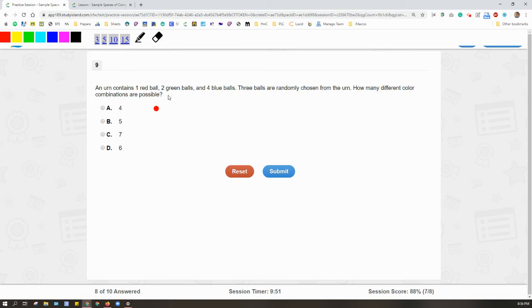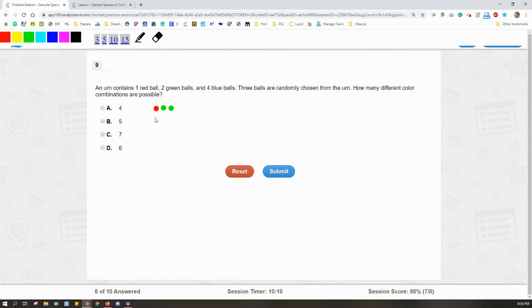If I pull out one red ball, what else could I pull out? Could I pull out another red one? No, there's only one red ball in the whole bucket, or whatever we've got here from this urn. So now we have to choose something else. How about a green one? We could pull out a green ball. And could our third choice be another green ball? Absolutely, because there are 2 green balls available.